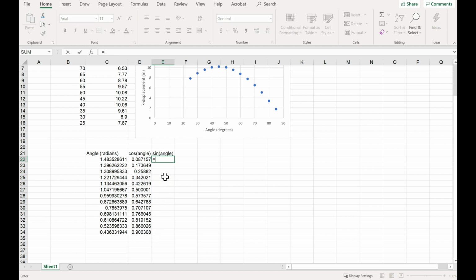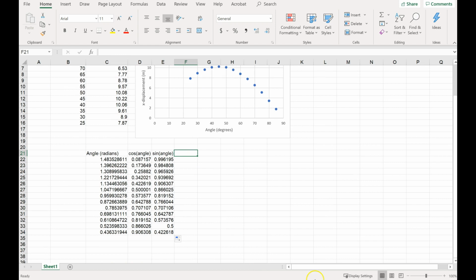Let's do the same thing here, equals sine, open parentheses, and then we click on the angle in radians and close your parentheses. Again, make sure you've got the equals, make sure you've got the parentheses. Then click Enter on your keyboard when yours looks like mine. I select the cell with my mouse, I move to the bottom right corner, I double click.